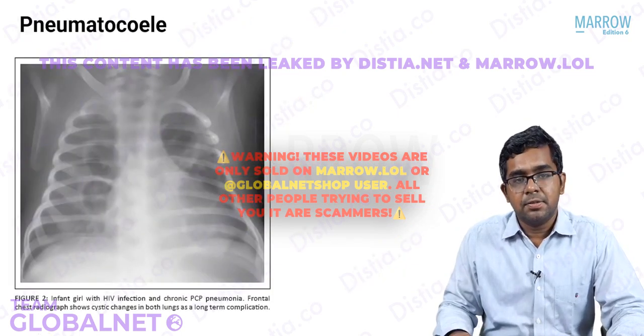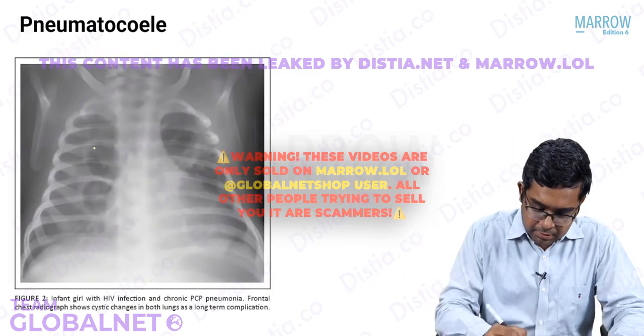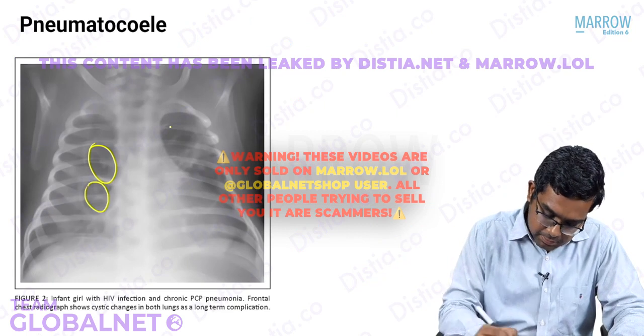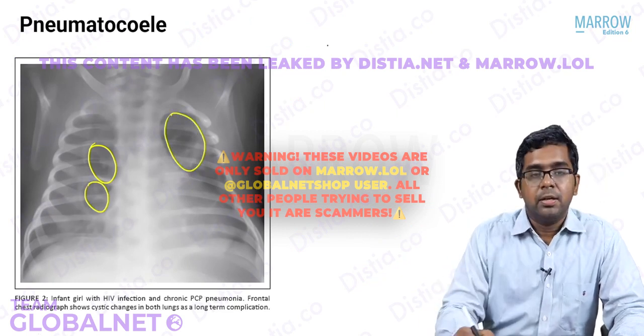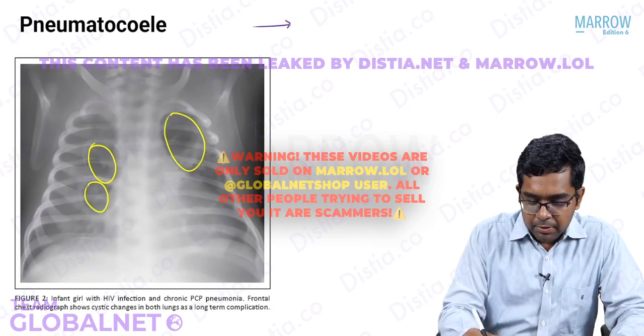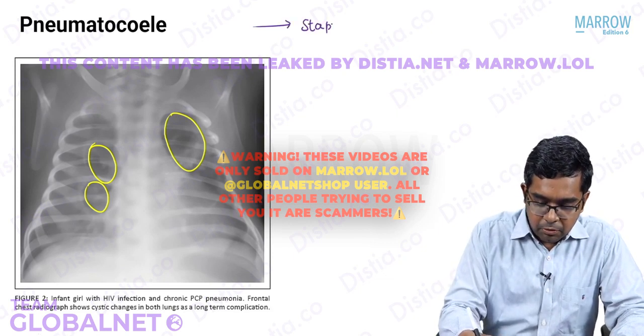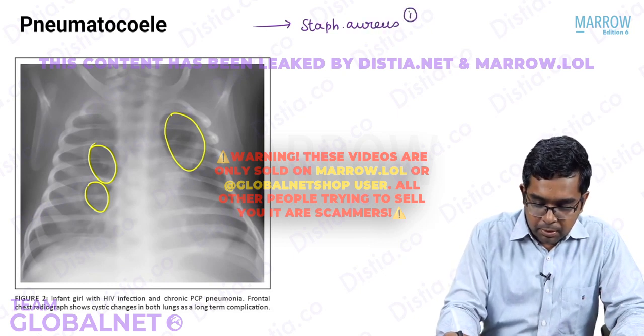Here again, in this X-ray, what are you seeing? The very classical air-filled spaces like this, which is nothing but the pneumatocele. Okay, as I have said, pneumatocele is characteristically associated with Staph aureus associated pneumonia. That is a number one condition.